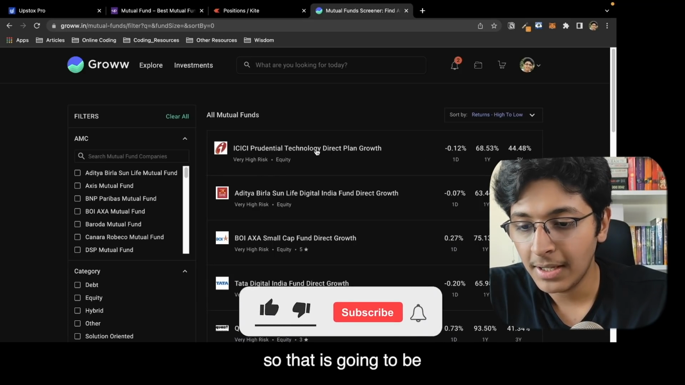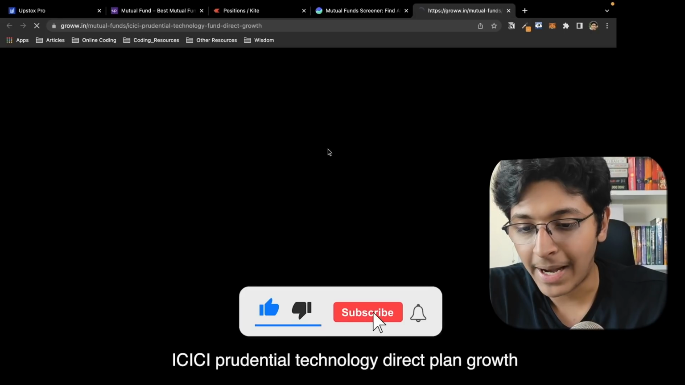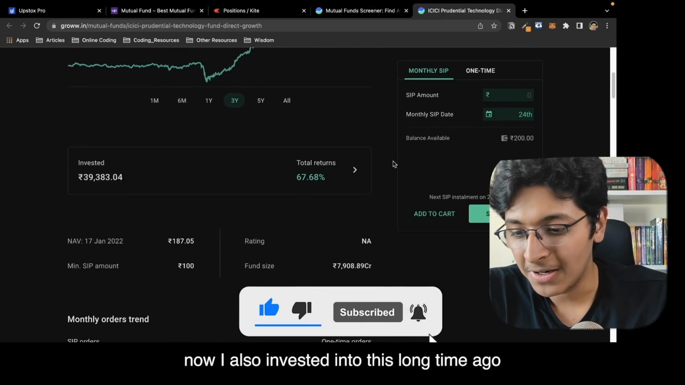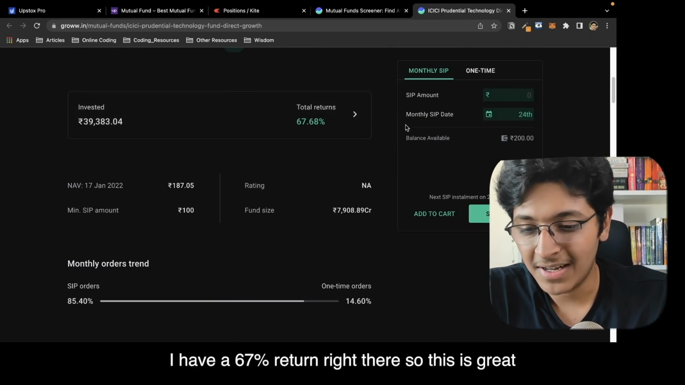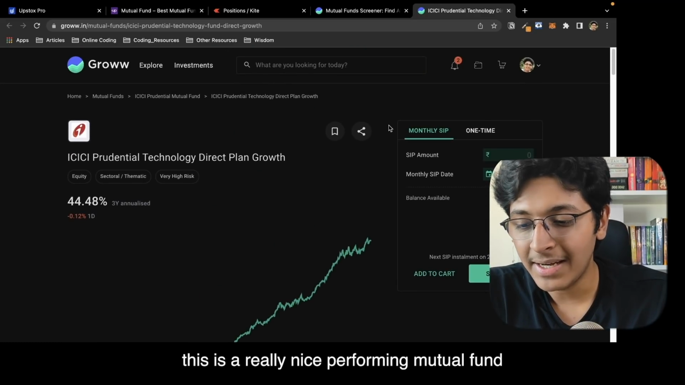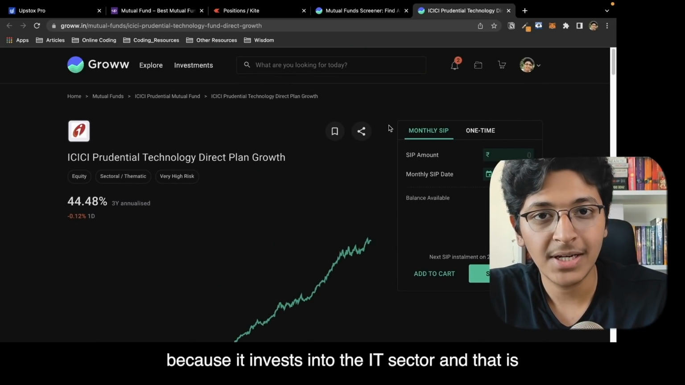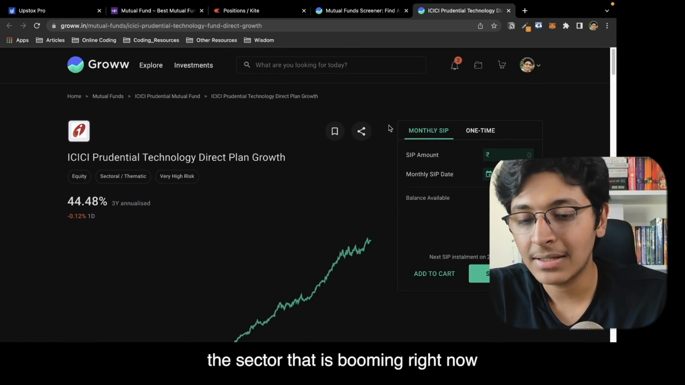So that is going to be ICICI Prudential Technology Direct Plan Growth. Now I also invested into this long time ago. Yeah, as you can see, right, 39,000. I have a 67% return right there. So this is great. This is a really nice performing mutual fund because it invests into the IT sector, and that is the sector that is booming right now.